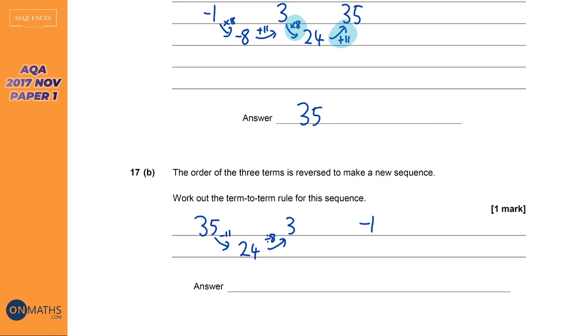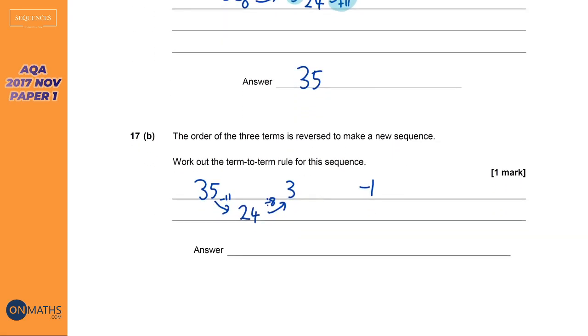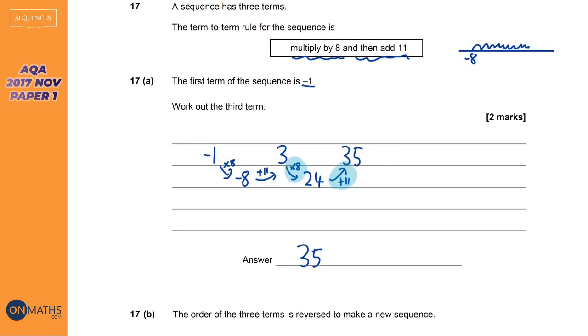So the answer to this will be, and let's see how it did it. So it wrote them out in words, so I'm going to write that out in words. So subtract 11 and then divide by 8.